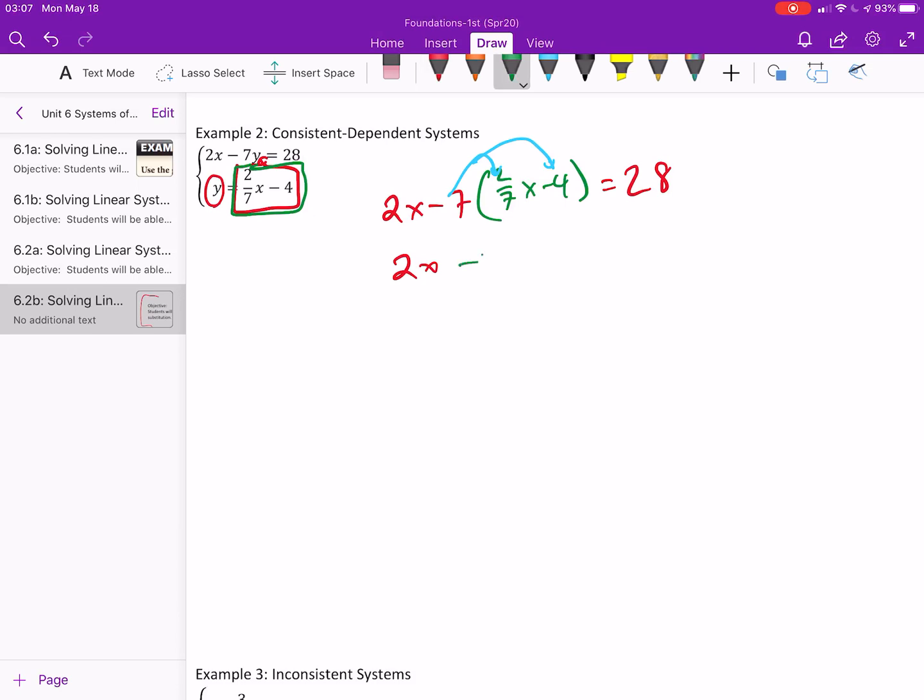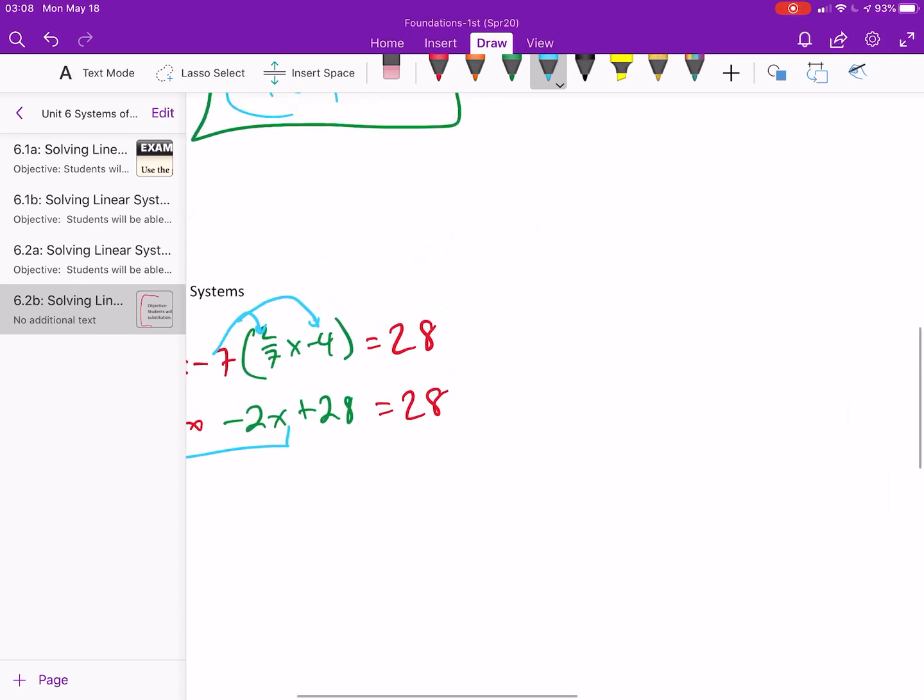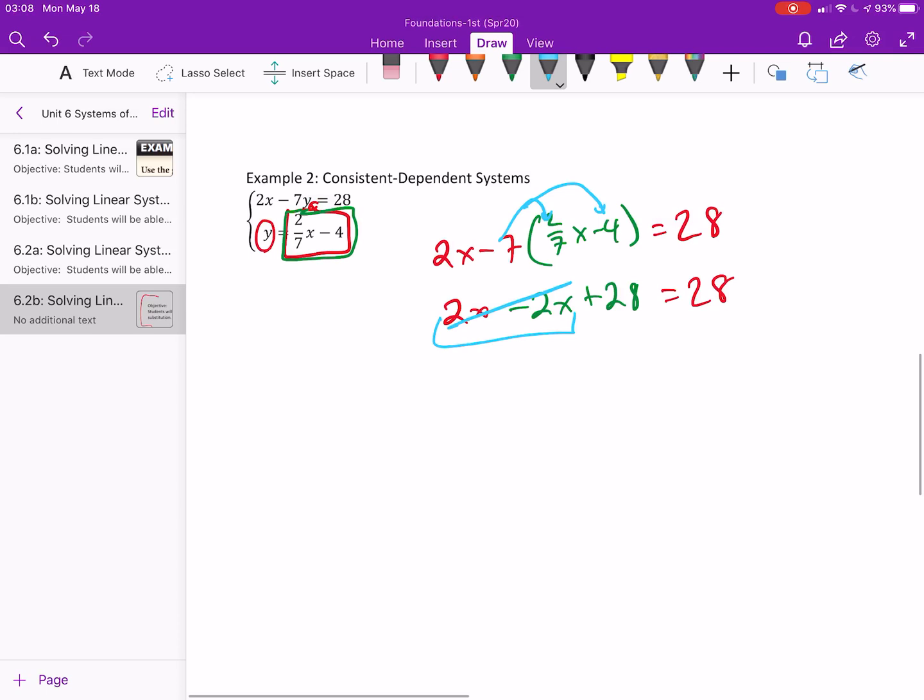So I'm going to get negative 2x. And negative 7 times negative 4 is a positive 28. And all that is still equal to 28. And then my next line, I've got that 2x minus 2x. Well, 2x minus 2x is 0x, so it's just 0. So all of this part cancels, and we're left with 28 is equal to 28.